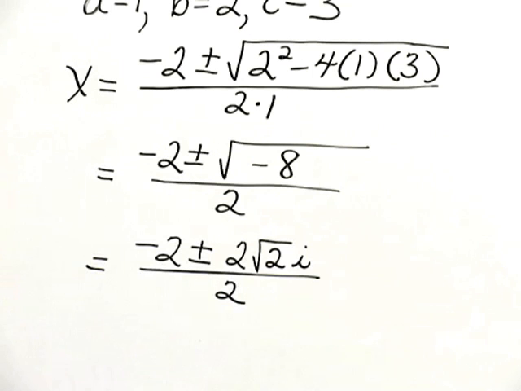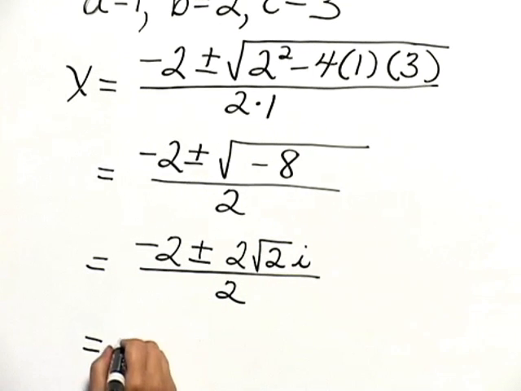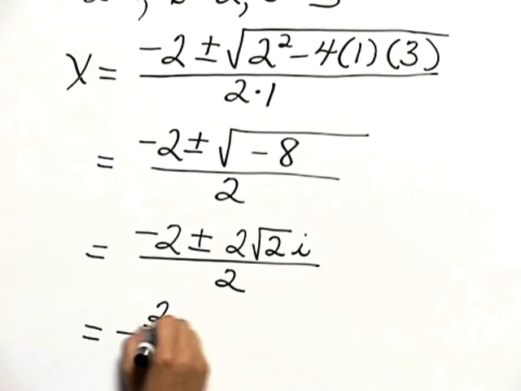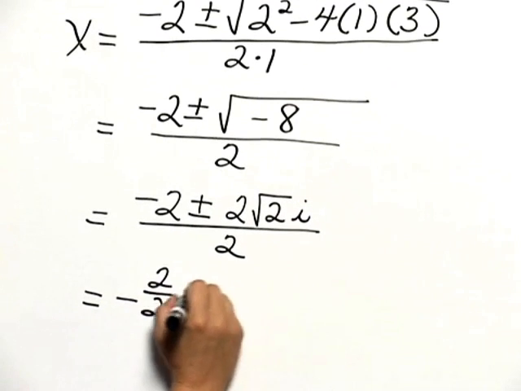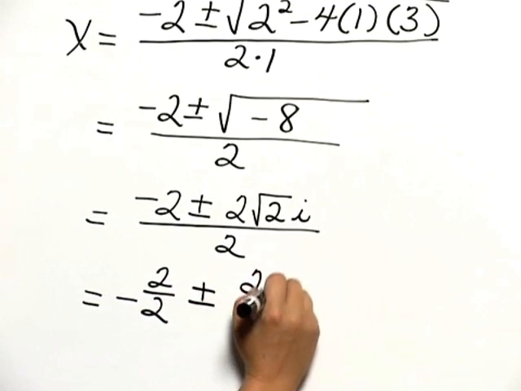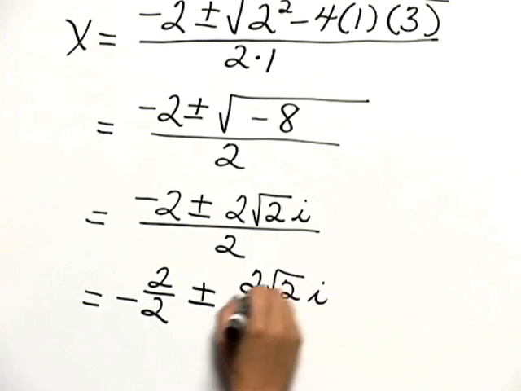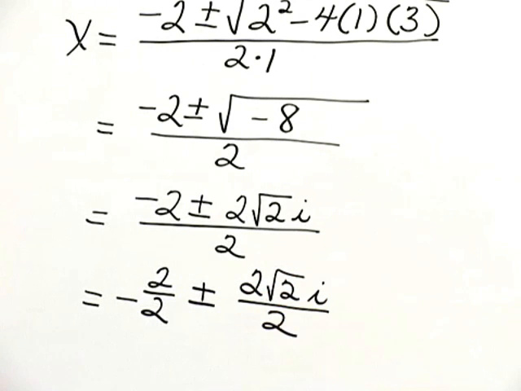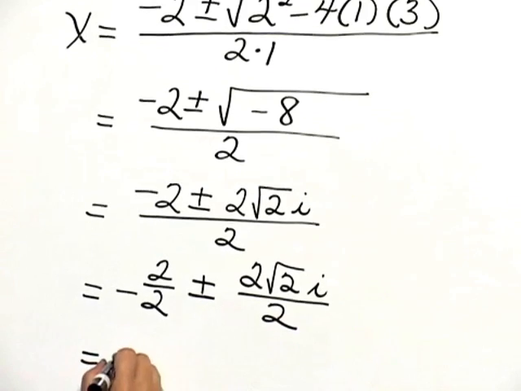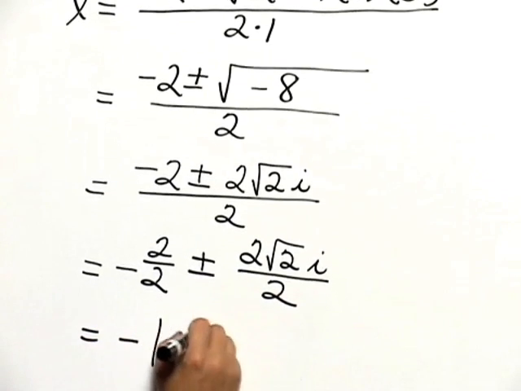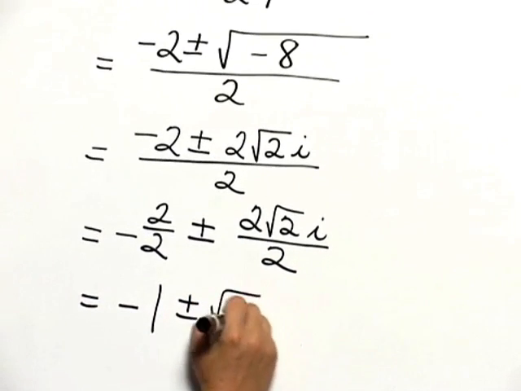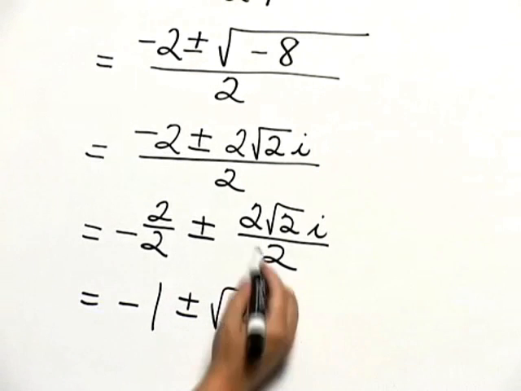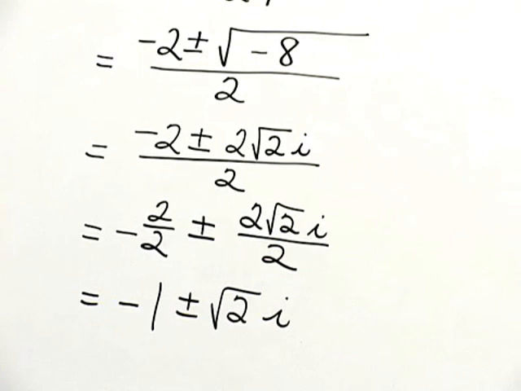Now, we need to write this in the form a plus bi anyway, so let's separate this out and make this negative 2 over 2 plus or minus 2 square root of 2i over 2, which would give us negative 1 plus or minus the square root of 2i, because 2 over 2 is 1.